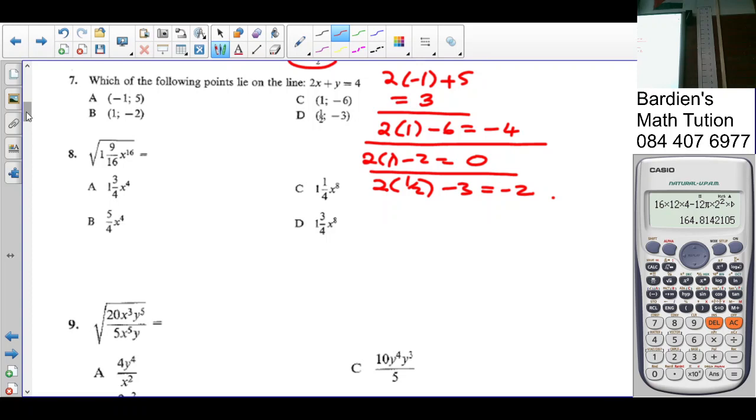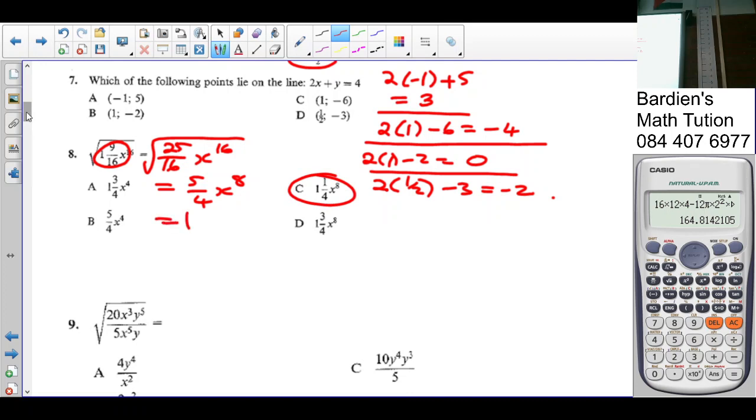Symbolic, okay. Looking at number 8, this has to be written first as the square root of 25 over 16, times 16. The square root of 25 is 5, over 4, times 16 over 2 is 8. Makes the answer C.